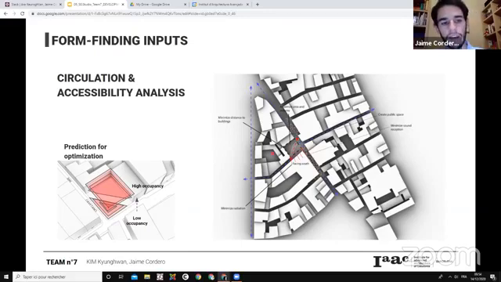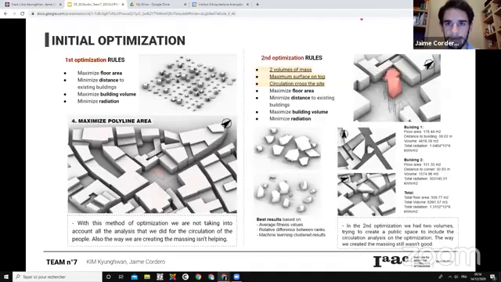analysis that we did and also extracted parameters from it to be able to input them into our project. So taking it into account, we did these first two optimization processes where we moved some points over our site with the rules of maximizing floor area and building volume and minimizing radiation. Then in the second one, we also included the circulation analysis that we did with PedSim in the optimization. So we were having two separated masses as we saw with the analysis.